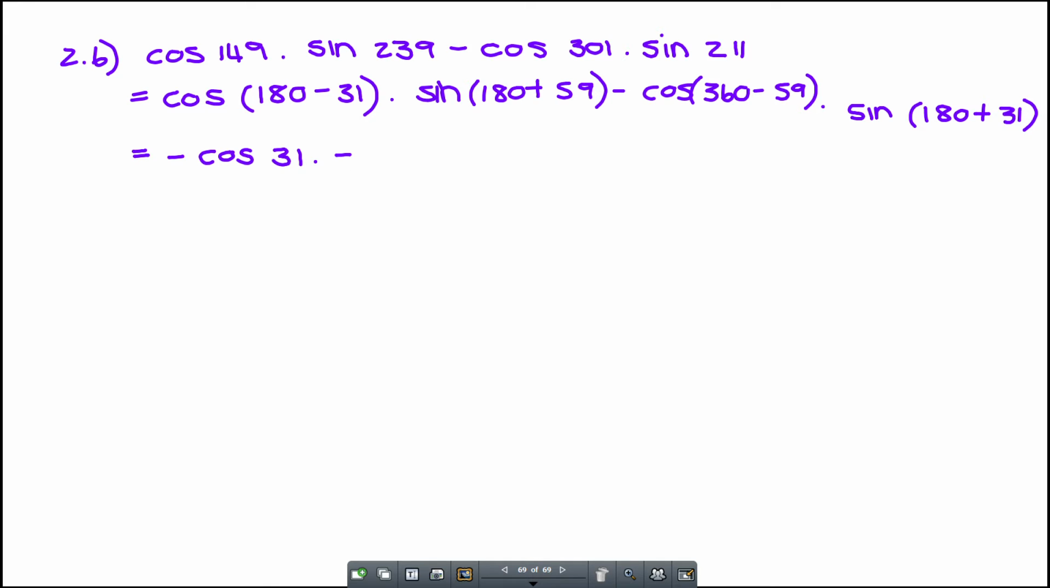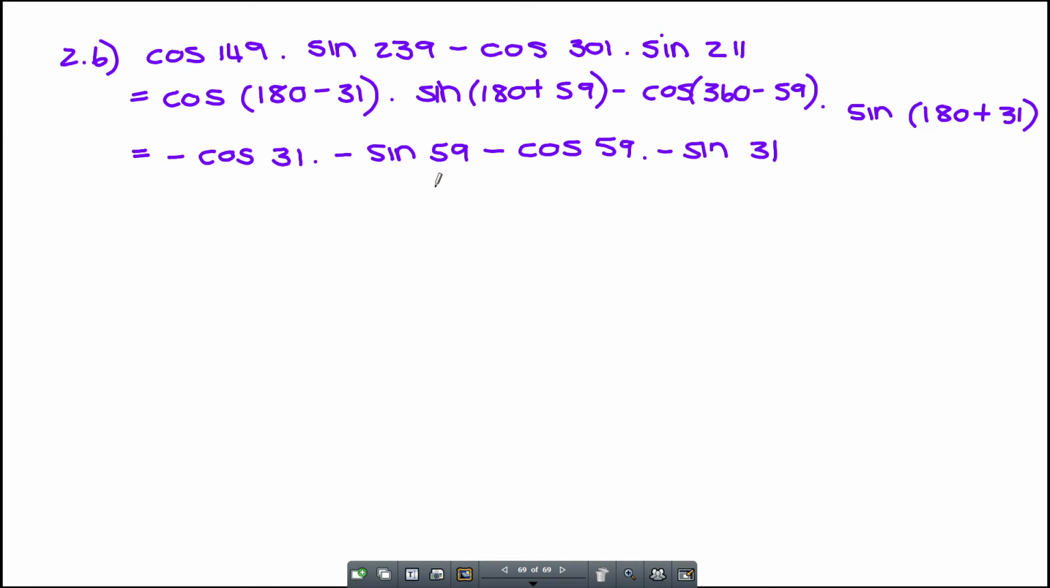Okay, hierdie raak minus sin 59, minus cos 59, maal met minus sin 31. Alright, nou, minus cos 31 maal minus sin 59, as jy gou mooi gaan kyk, that's 31 and the 59.